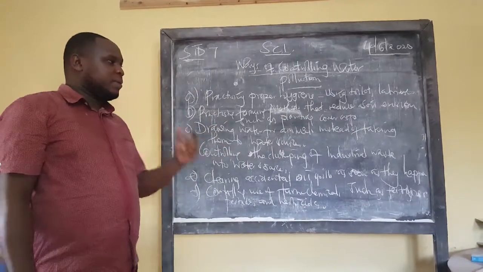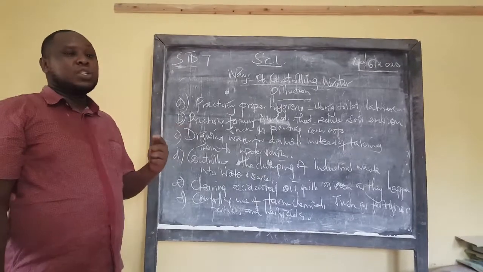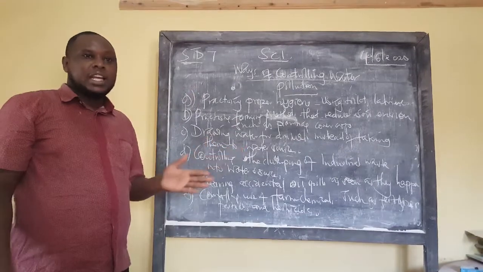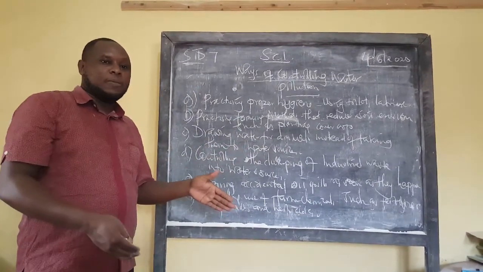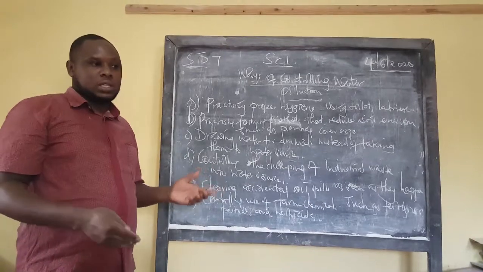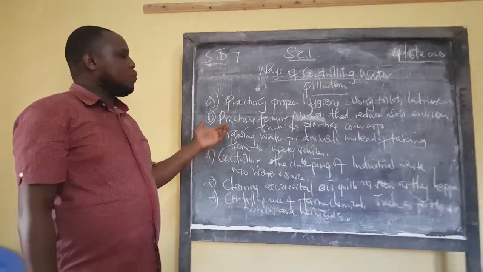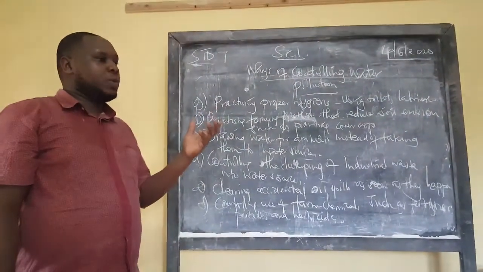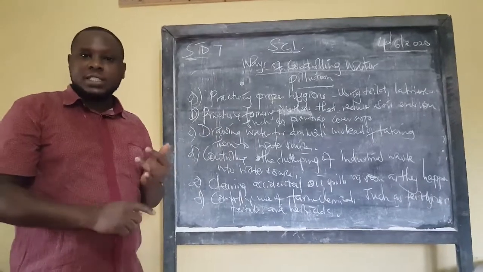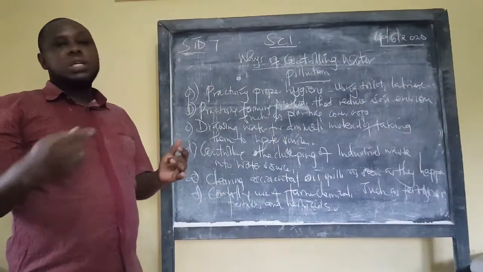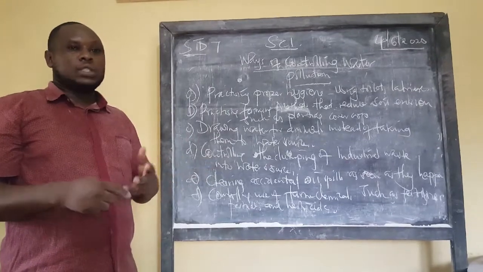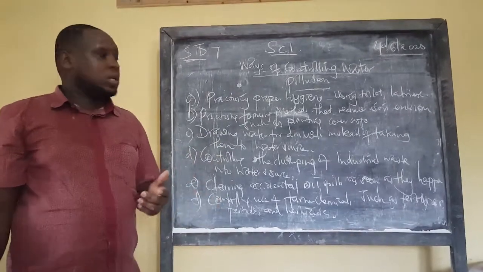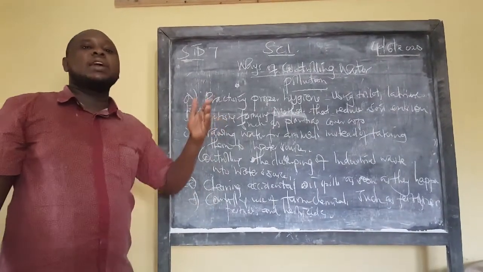Number two, practicing farming methods that reduce soil erosion. Remember, we saw that floods are one way in which water is polluted, and it's the soil carried by that water that pollutes the water. So you practice farming methods that will reduce soil erosion, like terracing. When you do terracing, you reduce rill erosion. When you plant cover crops, you are reducing splash erosion. And so if you do that, soil will not be carried into water sources.